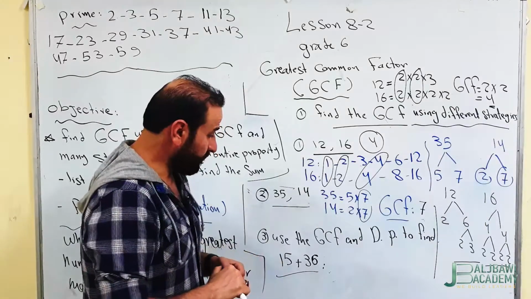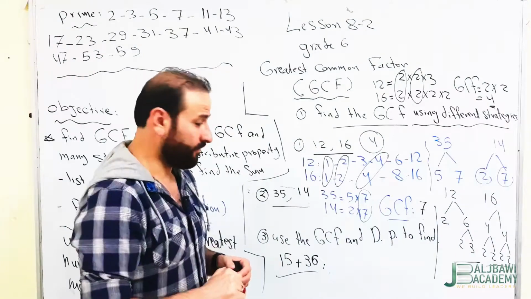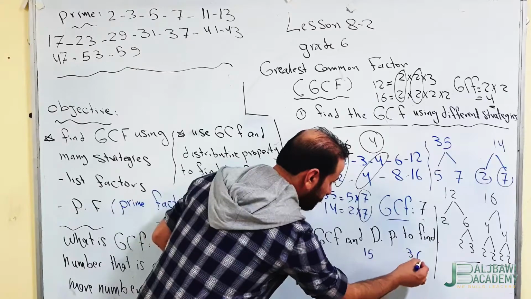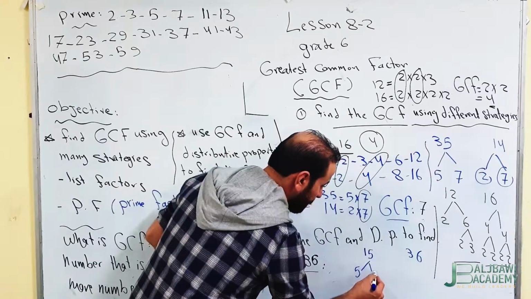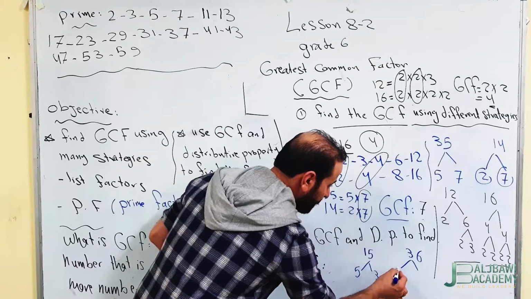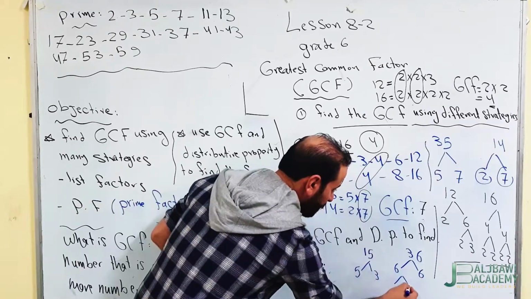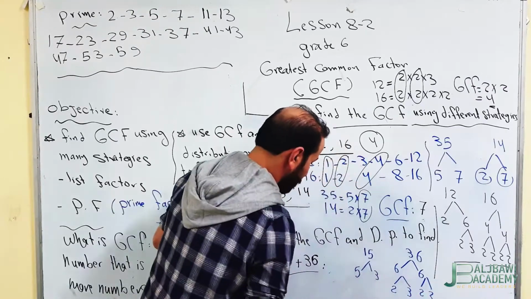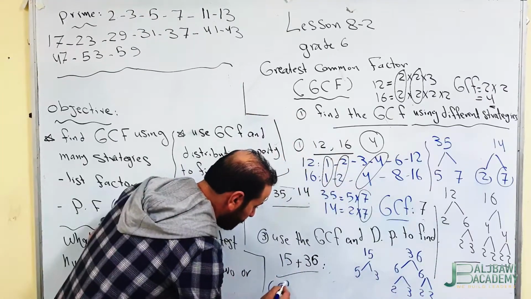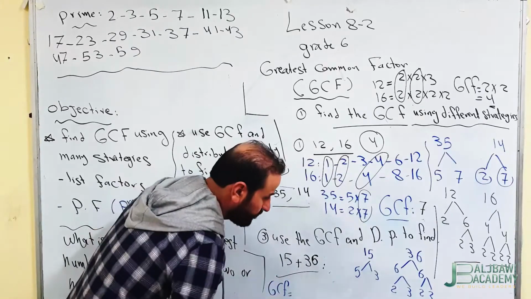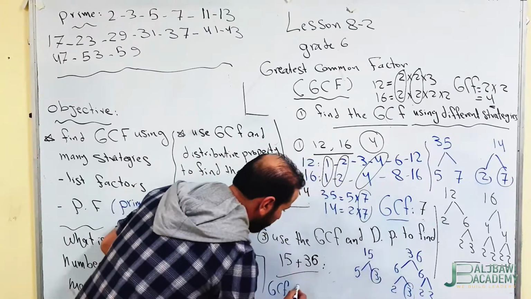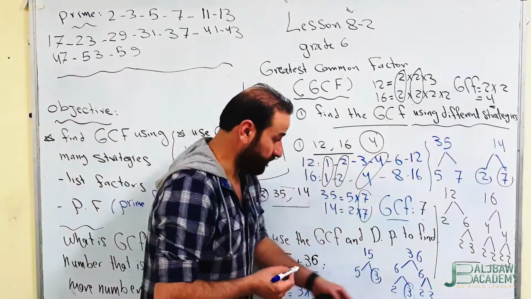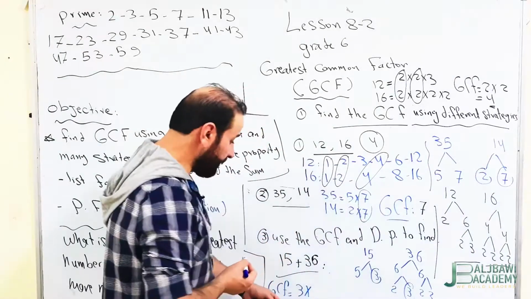If you think about 15 and 36, 15 is 5 times 3. 36 is 6 times 6, which is 2, 3, 2, 3. So for the GCF, I multiply the common. 3 is common, so I multiply 3. Do we have other common factors? No, 5 is not common, and 2 is not common. So the GCF is 3.